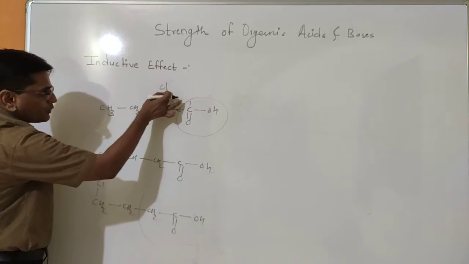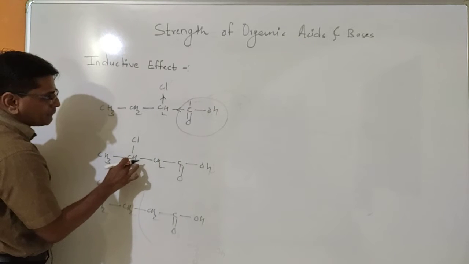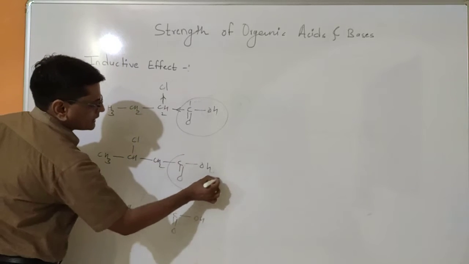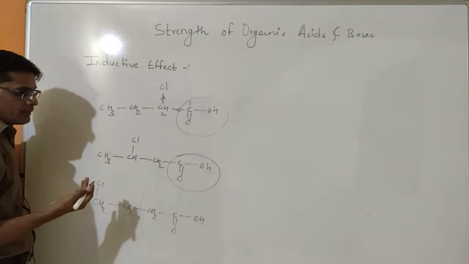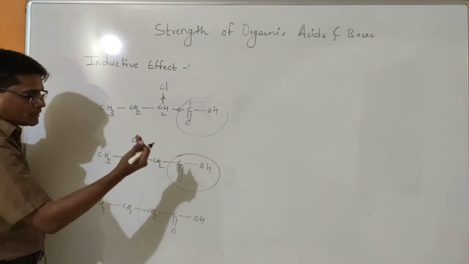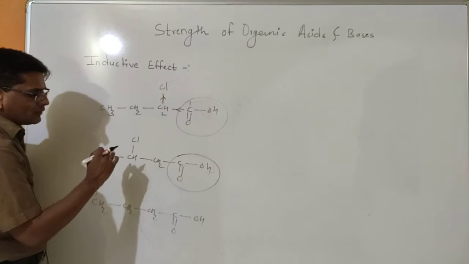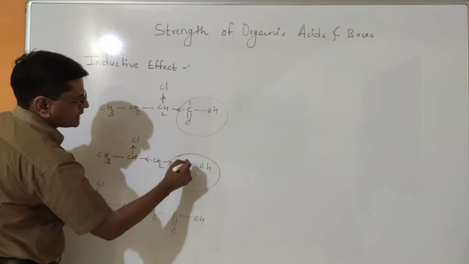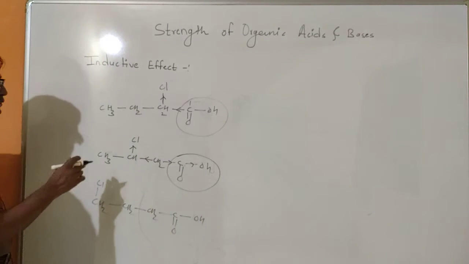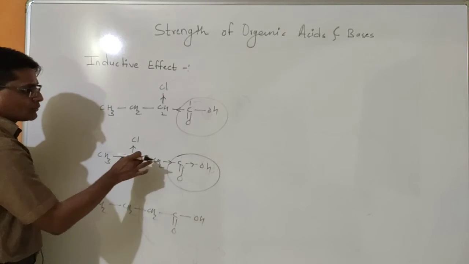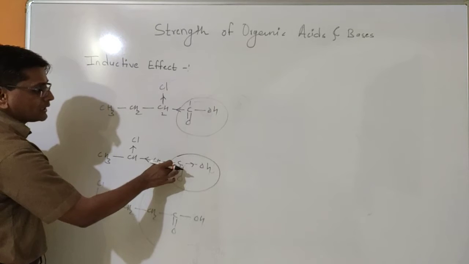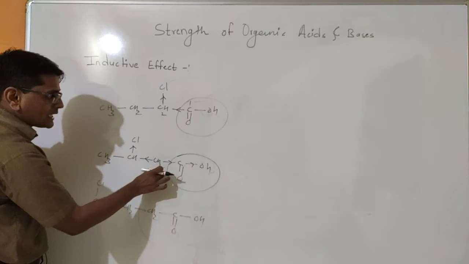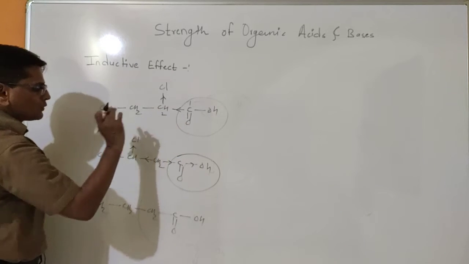But when this chlorine is shifted to the neighboring position, the distance of this chlorine from the carboxylic center increases. And as we know, as the electronegative atom goes away from the center, the inductive effect decreases. Now see, chlorine withdraws the electron from this, and this electron goes toward the oxygen. Due to that, the inductive effect decreases. So electron density at the carboxyl center is more as compared to this center. That's why this is a weaker acid as compared to 2-chlorobutanoic acid.